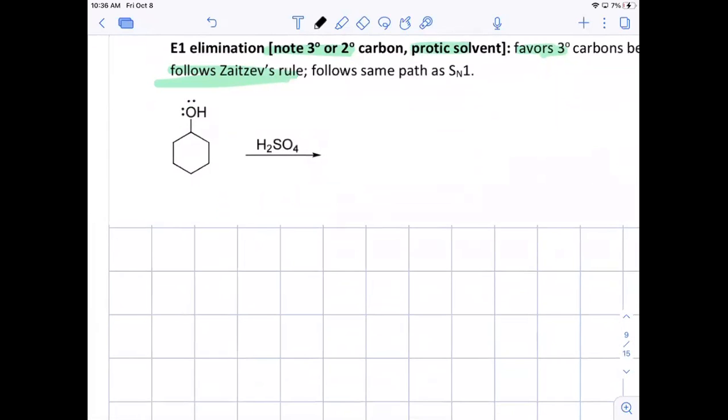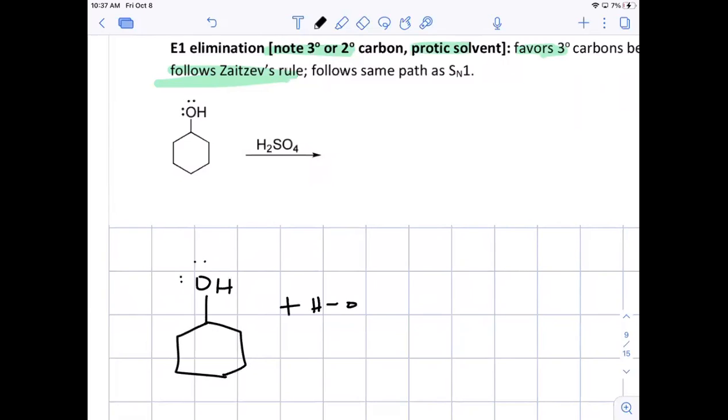If you try to do an E2 elimination in a protic solvent, the only thing that's going to happen is the base that you're using is just going to do proton transfer with the solvent, right? So the solvent is going to be competing with the substrate to donate a proton, right? And if the solvent is really acidic, then no elimination is going to happen. But that's not a problem here because there's no base, right? So this is going to react first with sulfuric acid.